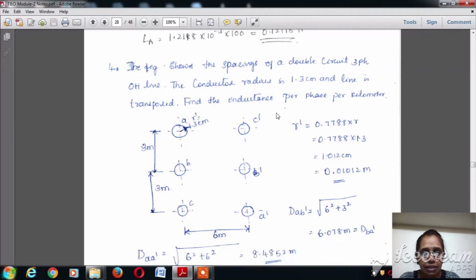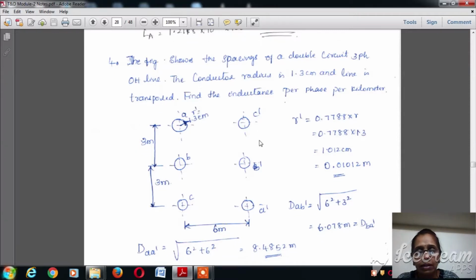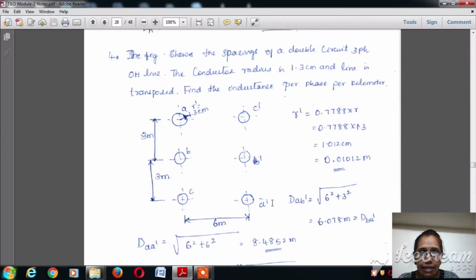So now the second type of example, for the transposition of the transmission line. It is a double circuit 3-phase overhead line, the conductor radius is 1.3 centimeter and the line is transposed. Find the inductance per phase per kilometer. Now the line is transposed, so the first position will become the second position, the second one will become the third position. Like that we have to calculate for 3 different positions.